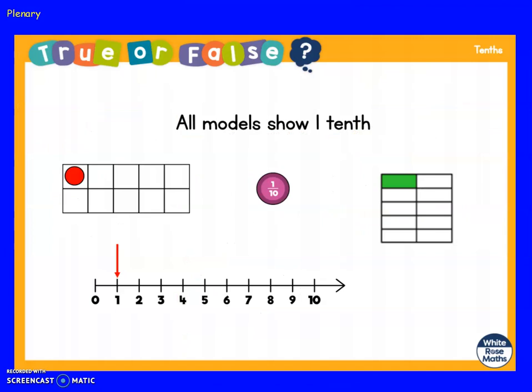I'm going to leave this with you again today. So a true or false question. All of these models show 1/10. Pause the video, have a look, see what you guys think.